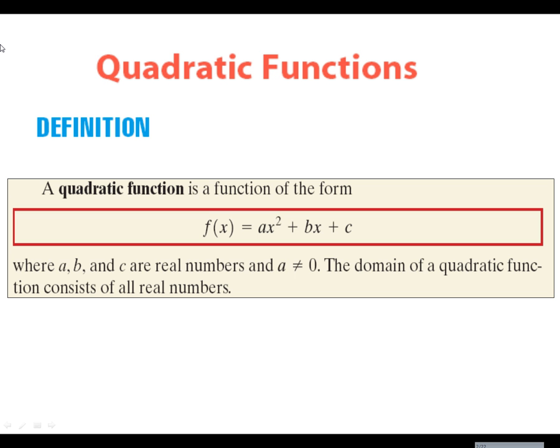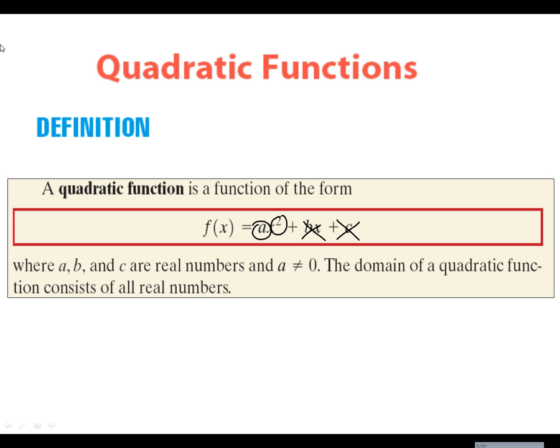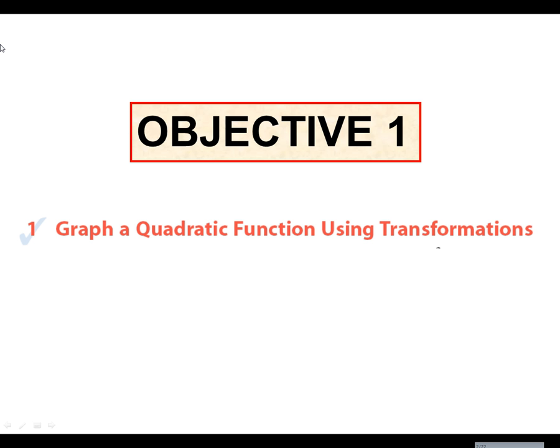So here's our quadratic function, ax squared plus bx plus c. As long as your degree is 2, we're going to have a quadratic function. You must have an a. If you don't have a b or a c, it's still going to be a quadratic function. One small thing on here, the domain of quadratics is always all real numbers. So we'll get into that in a little bit, but something to remember.